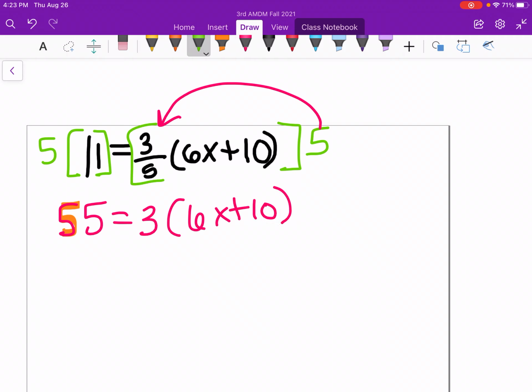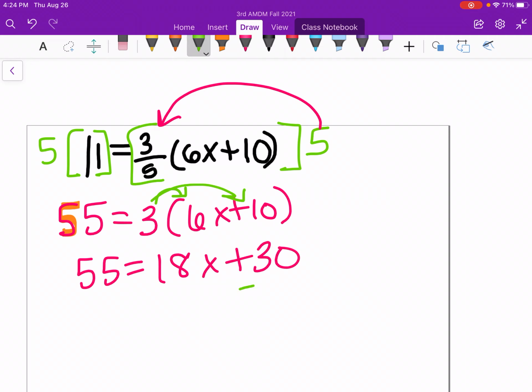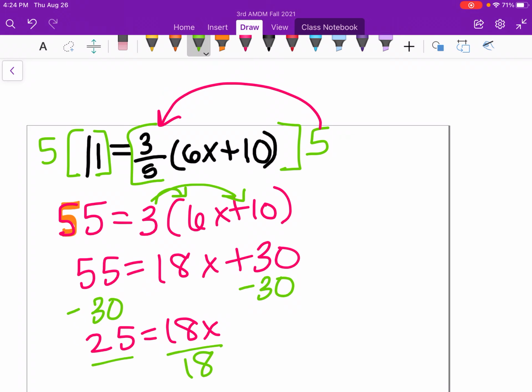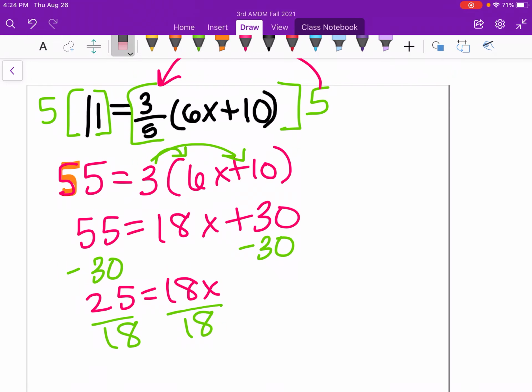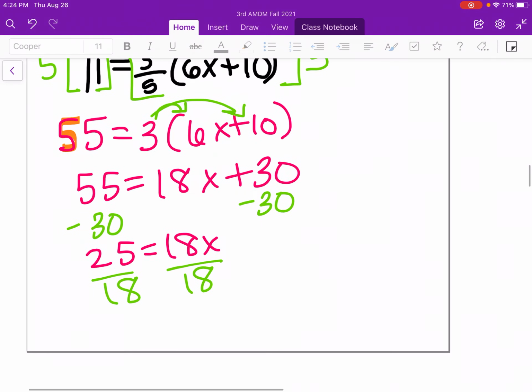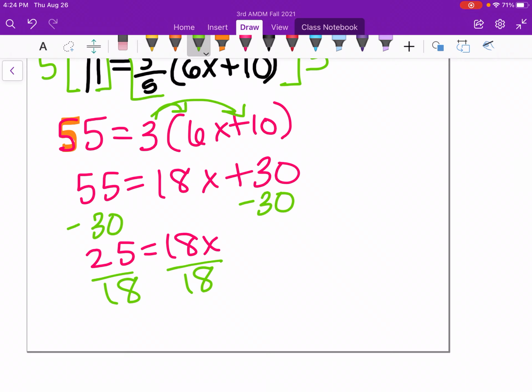And now, as you can see, I can just distribute my 3, and I get 55 equals 18x plus 30. Subtract the 30. I have 25 equals 18x, and divide by 18. And again, you want to make sure that you've reduced your fraction as much as it can go. The only factors of 25 are 5 and 5. So my answer is actually just 25/18 is x.